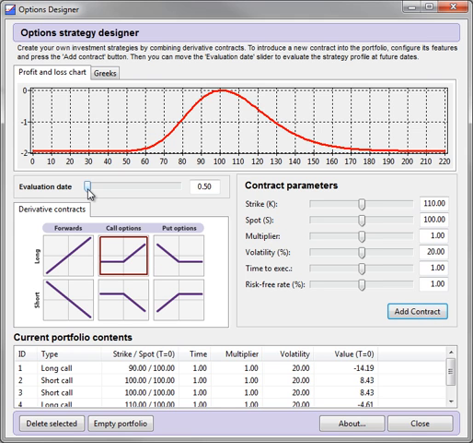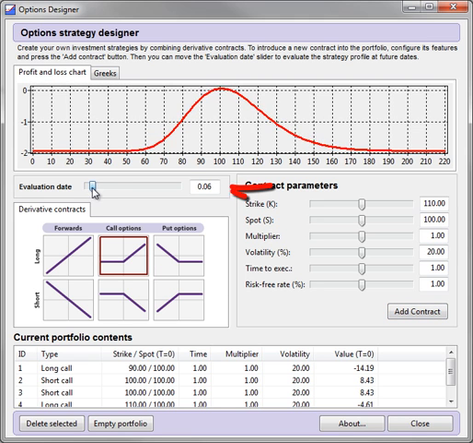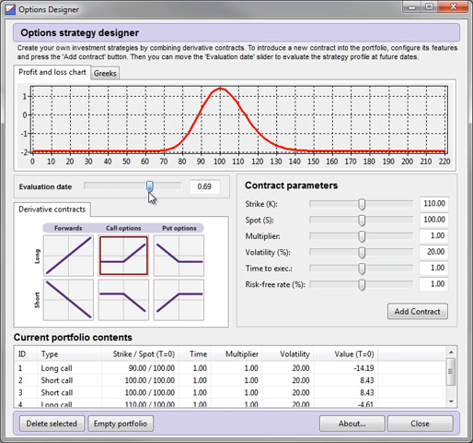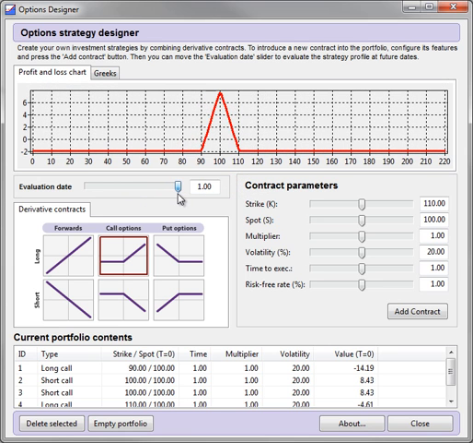But if we move the time slider, we can interactively see how the strategy profile changes. Given that all the options here are 1-year options, when the slider reaches t equals 1, all the options expire and we can see the usual broken line graphic typical of expiring options.